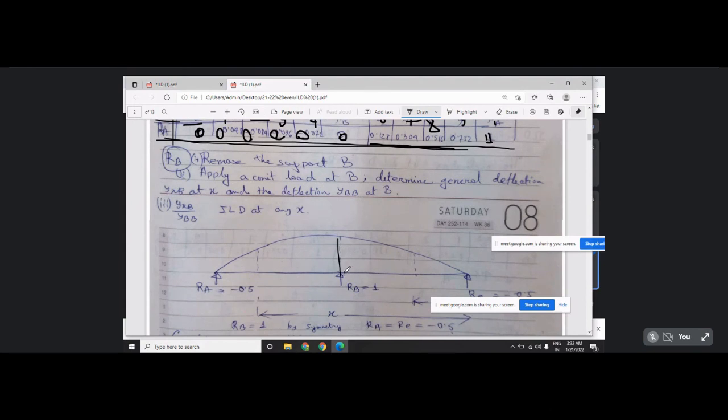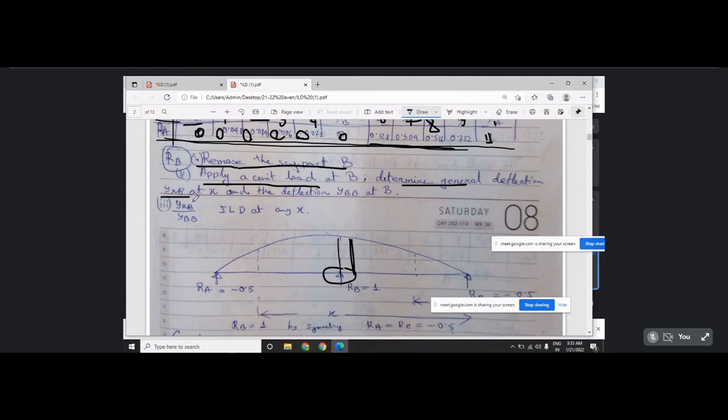Now in case of RB, this is also done in your laboratory. Okay, so remove the support B. In case of removing the support B, naturally you have to give a unit force there, and you have to measure the deflection. Now measure this deflection at B. Divide all the deflections, and you can get the influence line diagram of RB. So remove the support B, apply a unit load at B. Determine the general deflection.